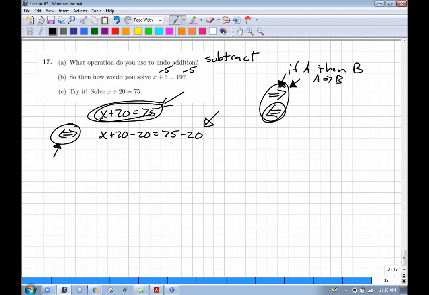But these two statements are logically equivalent. They say the exact same thing. In fact, if I subtract the 20 off, I get an x, and over here, 75 minus 20 is 55. So this is equivalent to this is equivalent to this. Saying x equals 55 is exactly the same thing as saying x plus 20 equals 75. It's just a different way of stating it.